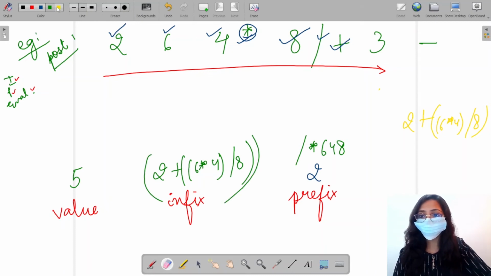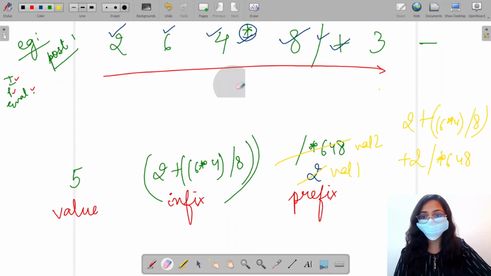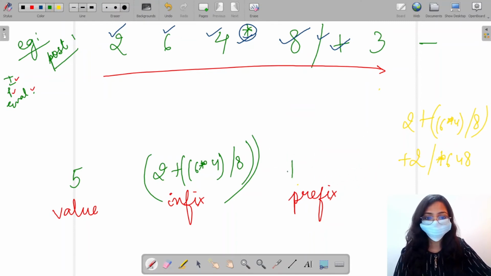Now we have the prefix tag. So we are going to pop again. This will be value 1, this will be value 2. So now what we'll have is our operator, value 1 and then value 2 as it is. Okay. So we have the answer till now.